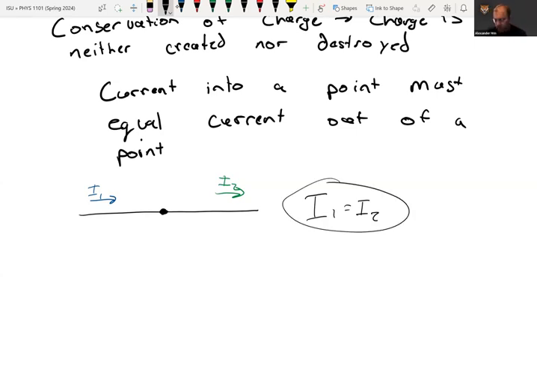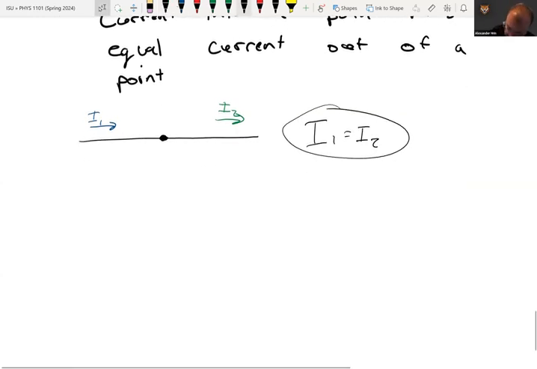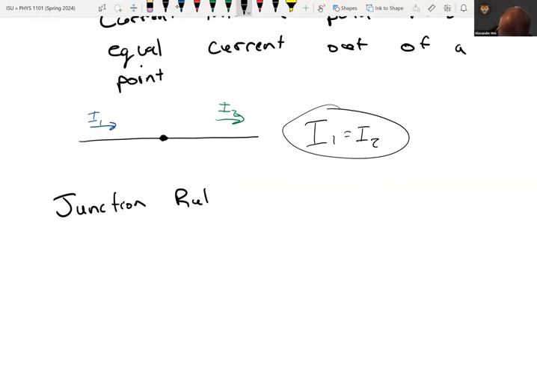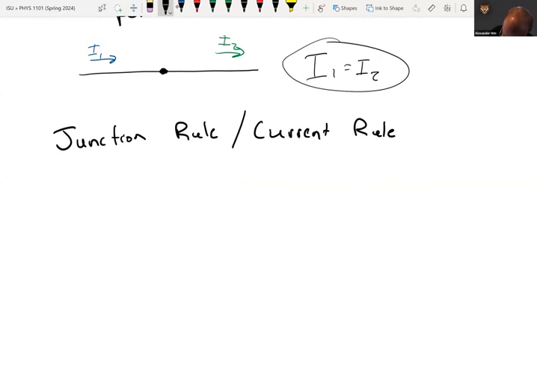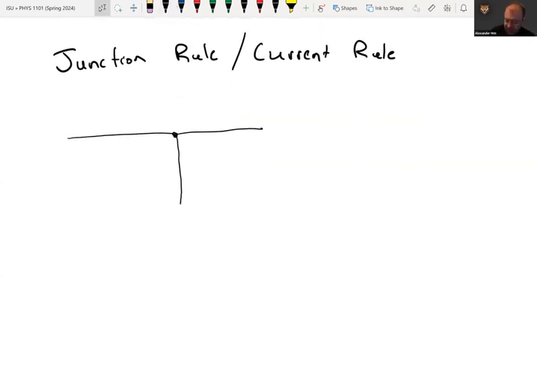Now, this is not Kirchhoff's law. Kirchhoff's law applies to junctions. So it's sometimes called the junction rule or the current rule. And in this case, what is going on is that if you have something like this, where you have a circuit that branches, okay?